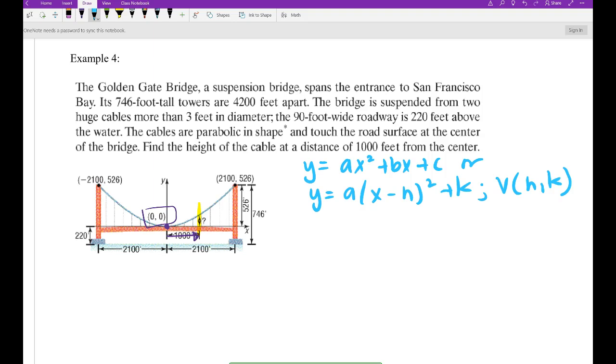Which equation is easier for us to use? The second one, because the vertex is what? The vertex for this problem is 0, 0. Okay, from here. Because it's 0, 0, would you agree that h is gone and k is gone? Then I'm just going to have a times x squared, right? I need to find a. I need to solve for a. How do we solve for a? Do we have more information?